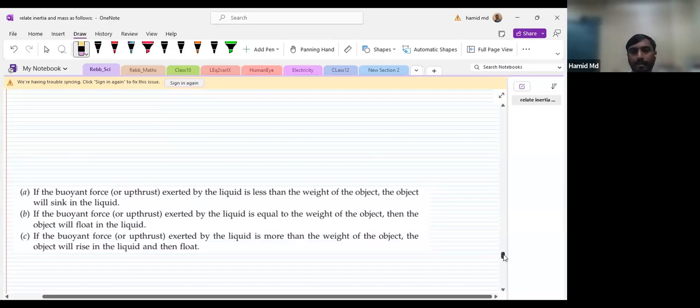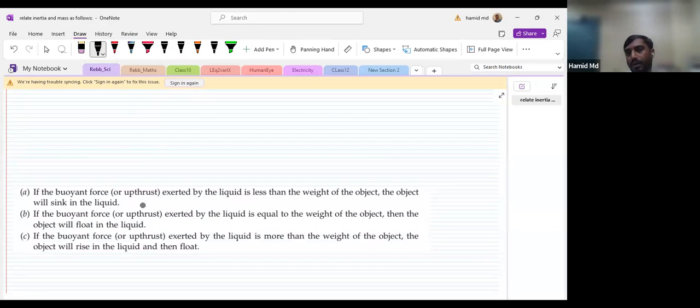Okay. Against each of the mathematical expressions, write the related statement and add the mathematical expression as well. Yes, I did like that. I wrote B equal to mg, the buoyant force is equal to gravity, then it will float. Have you mentioned what B is or what mg is? Yes, B is the buoyant force and mg is the force due to gravity. Mention that as well.